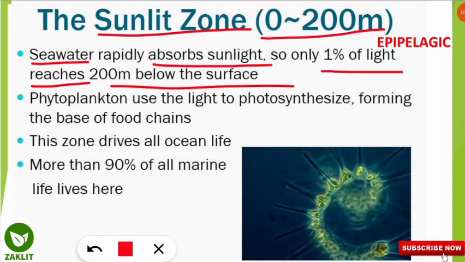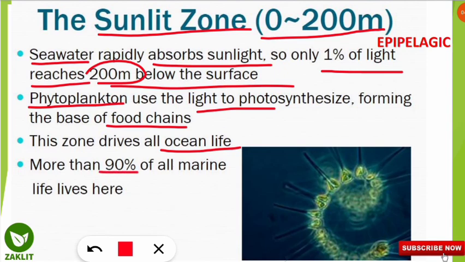Only 1% of light is going below this surface, which is called the aphotic zone, or dark zone. It starts after the sunlit zone. Next, phytoplankton use the light to photosynthesize, as we have discussed, forming the base of the food chain of the ocean. This zone drives all the ocean life because light is present here. So light is important for photosynthesis, and it drives all the ocean life.